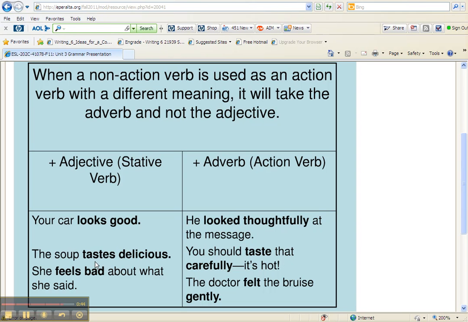The soup tastes delicious is stative. I'm using the adjective. You should taste that carefully. It's hot. Here it's an action verb, and I'm using the adverb. She feels bad is stative, and I use the adjective. The doctor felt the bruise gently is the action verb with the adverb.